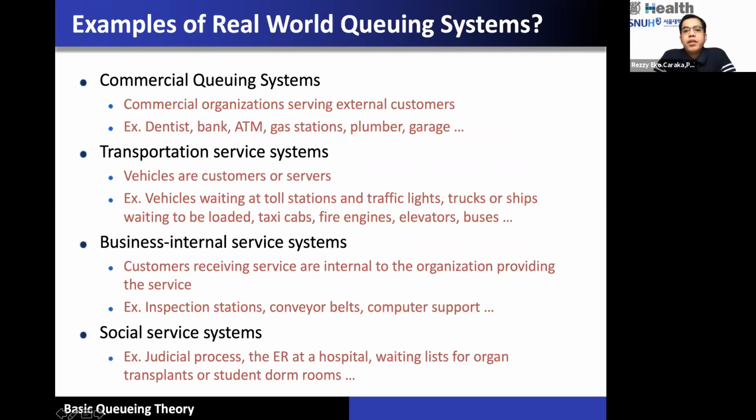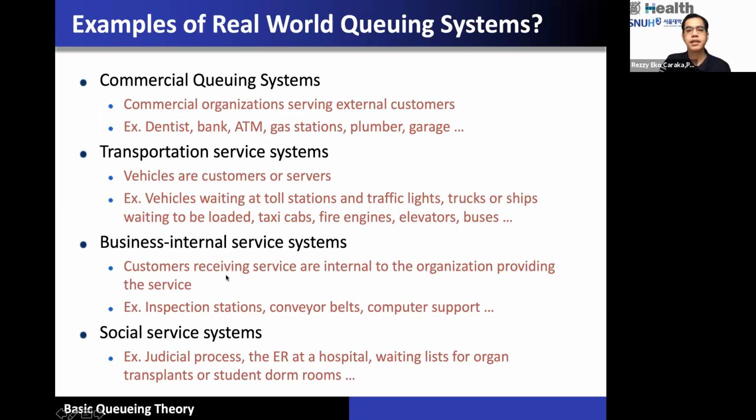There are many examples of queuing systems in the business area. First, commercial queuing systems. These are commercial organizations serving external customers: dentists, banks, ATMs, gas stations, plumbers, garages. If talking about transportation systems, the applications are about vehicles or customers, for example vehicles waiting at toll stations and traffic lights, trucks or ships waiting to be loaded, taxi cabs, fire engines, elevators, and buses. Then there are business service systems, about customers receiving service from internal organizations providing the system, for example inspection stations, conveyor belts, and also computer support.